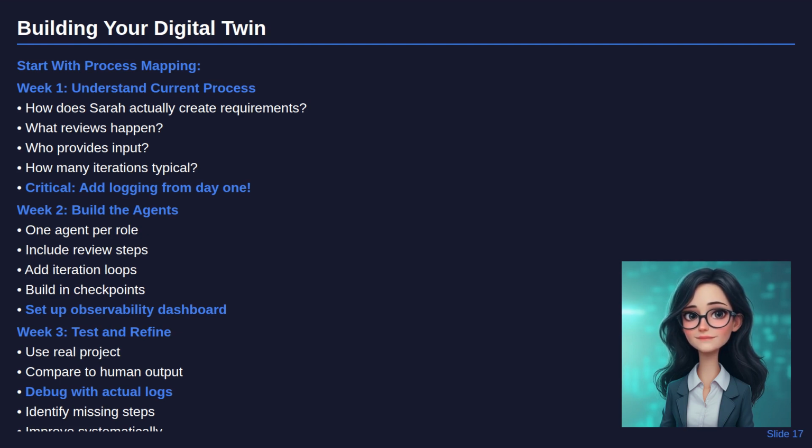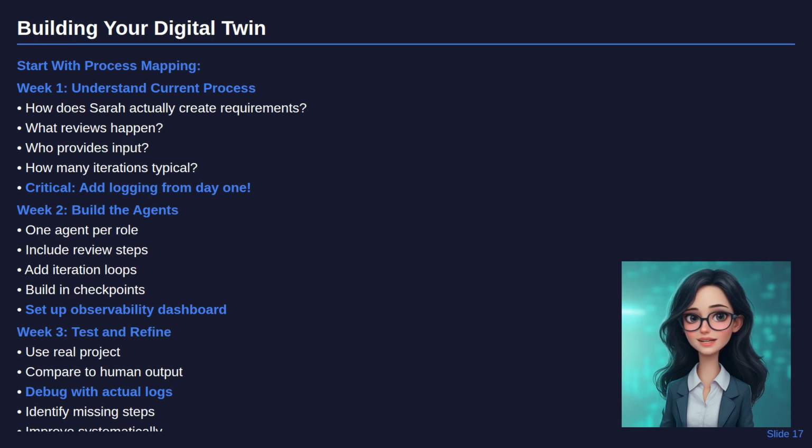In Week 2, build the agents. Create one agent per role you identify. Include the review steps, agents checking each other's work. Add iteration loops: rereading, revising, validating. Built-in checkpoints where humans can review and redirect. Set up your observability dashboard so you can see what's actually happening, not what you think is happening.